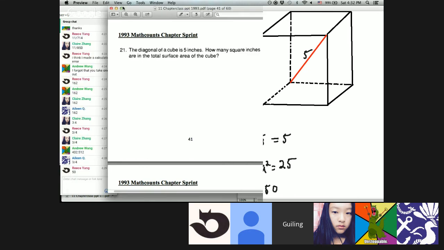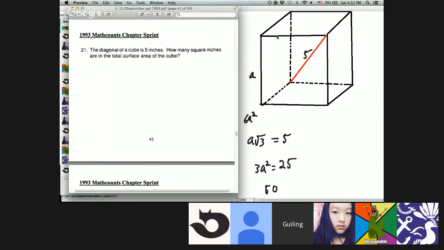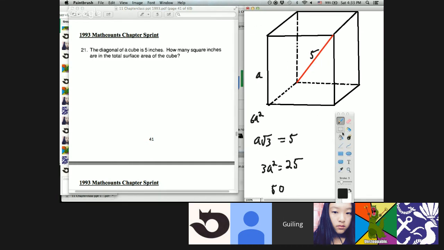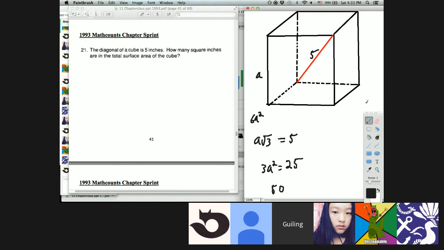Okay, so again, the point of this problem is if it's talking about the diagonal of a cube and it doesn't say the surface diagonal, it's talking about the diagonal that runs through the inside. You should just memorize that the diagonal that runs through the inside is equal to A root 3 if the side length is A. And if you know that, this problem becomes pretty easy.